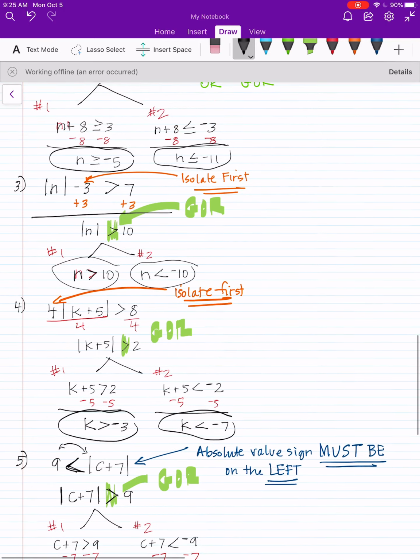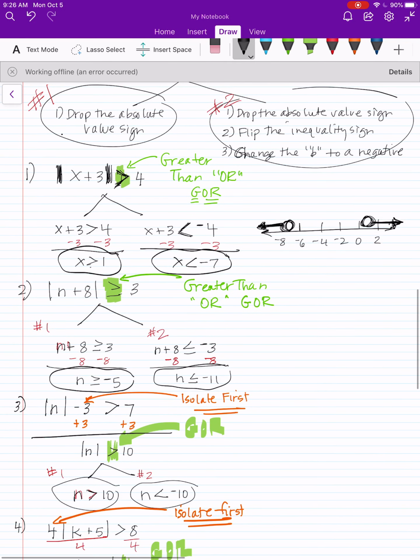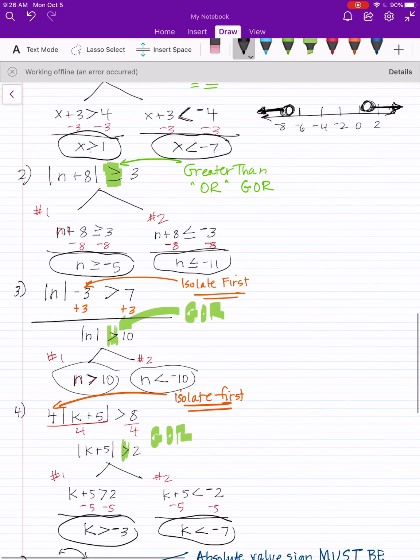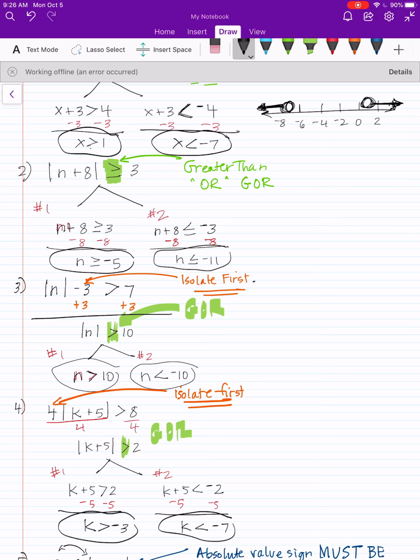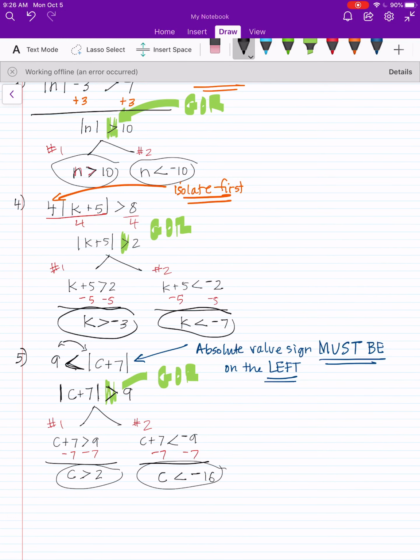So a couple of things to remember. If it's a greater than, it gets set up into an OR. There are 2 ways to do that. Number 1, just drop the absolute value signs. Number 2, drop the absolute value sign, flip the inequality, change B to negative. Another thing you need to remember is to isolate first. So as you did this one, number 3, we had to isolate first. Number 4, we needed to isolate first. And then number 5, how I changed it up, is the absolute value sign must be on the left. So you always have to flip it in order for you to solve that one. So that's your must, your first thing that you need to do.